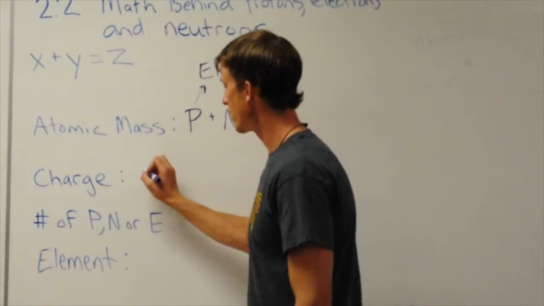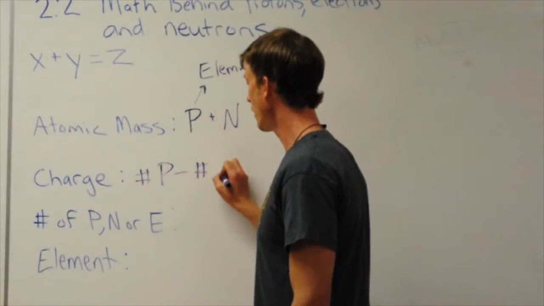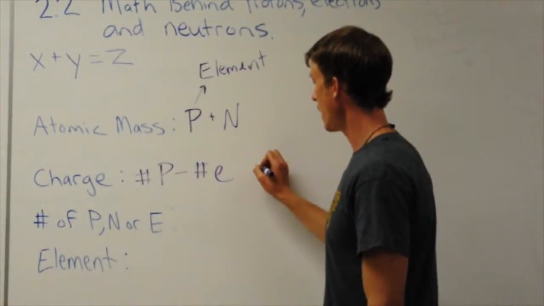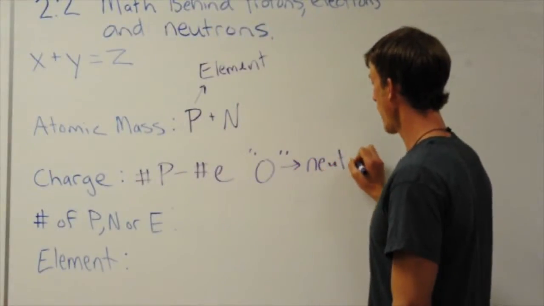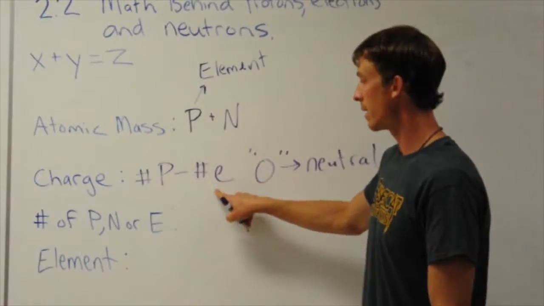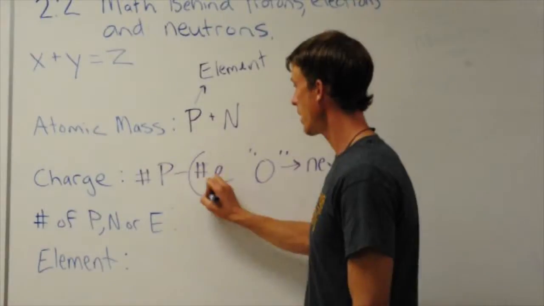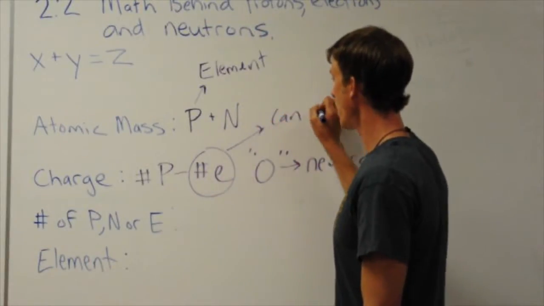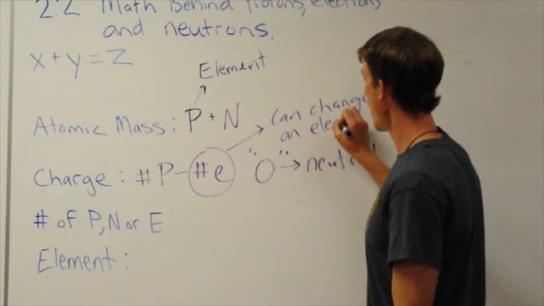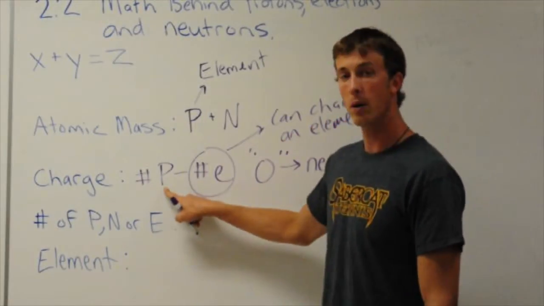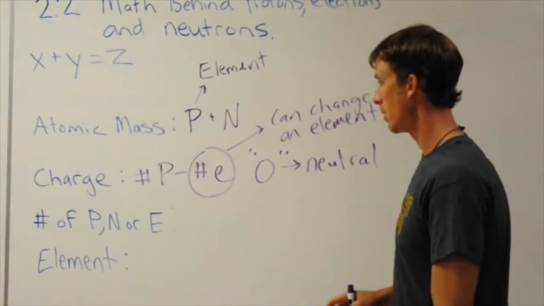Same thing, charge. This is the number of protons minus the number of electrons. So if you get a 0, that means it's neutral, okay? That means the protons and electrons equal the same number. This number can change in an element. But this number cannot, unless you're changing the actual element. So keep that in mind, all right?